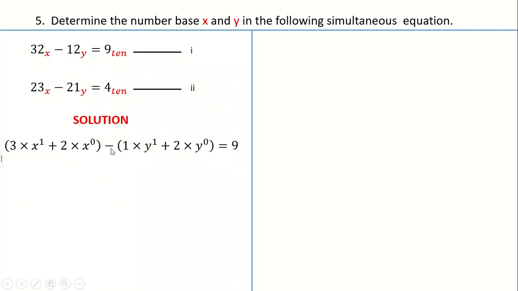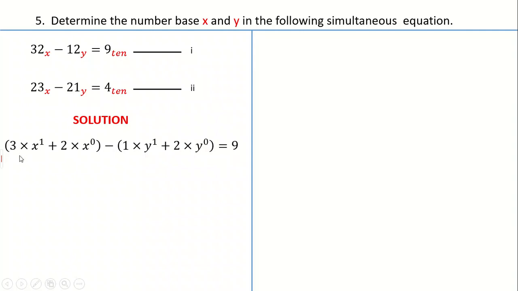Because the subtraction, the minus you have here, is going to multiply everything inside the bracket at the end of the day. So here we have 1 multiplied by y raised to power 1, then plus 2 multiplied by y raised to power 0, which everything equals 9. I don't have to touch 9 because it's already in base 10.